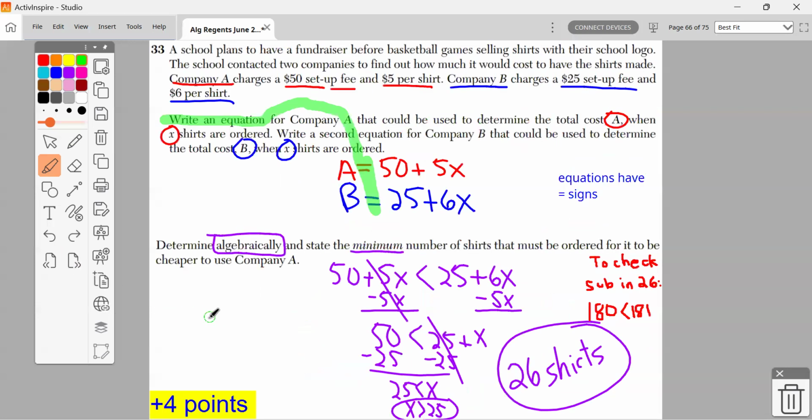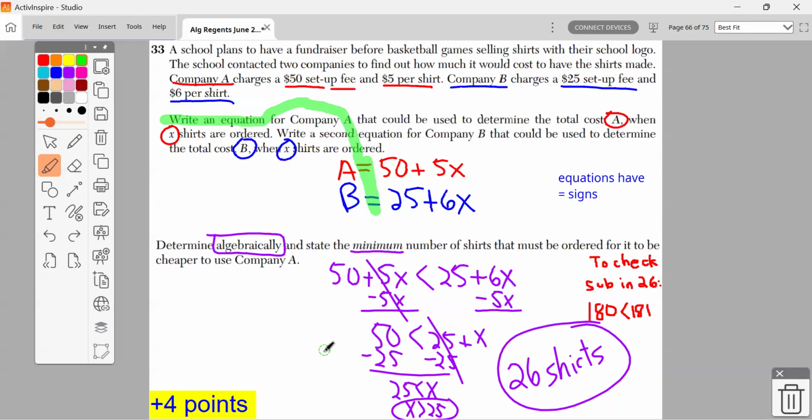In question number 33, a school plans to have a fundraiser before basketball games, and they are making shirts. Company A charges a $50 setup fee and $5 per shirt. Company B charges a $25 setup fee and $6 per shirt. So you have to use the letters that they give you here, all right? A with x shirts, B with x shirts. So for company A equals 50 plus 5x. Notice that it said an equation. Equations have equal signs. All right, be careful. So the $50 setup fee plus $5 per shirt. B is $25 plus $6 per shirt. All right, and I got that from that information up above.